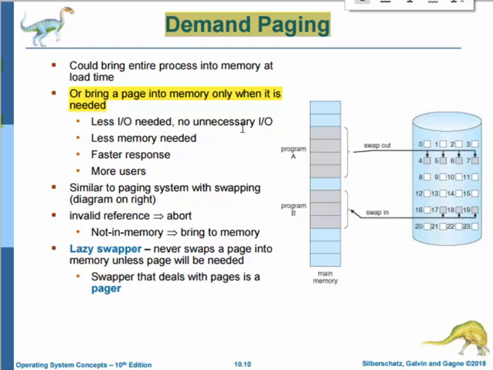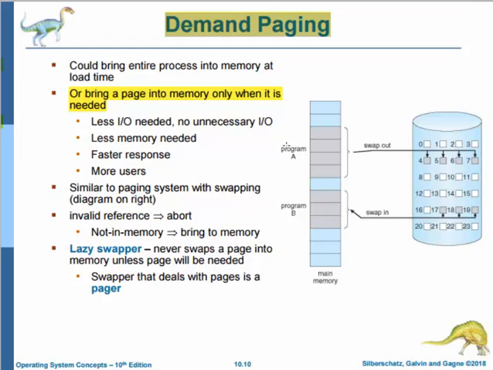So this is an alternative strategy to load the pages only as they are needed, and this technique is what we call demand paging, now commonly used in virtual memory systems. So with demand paged virtual memory, the pages are loaded only when they are demanded during program execution. So pages that are never accessed are never loaded into the physical memory. A demand paging system is similar to a paging system with swapping, where processes reside in secondary memory.